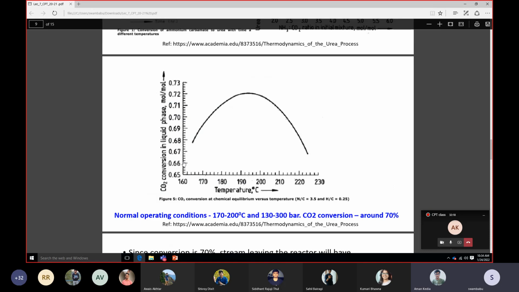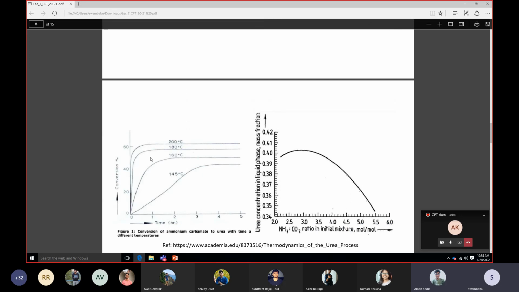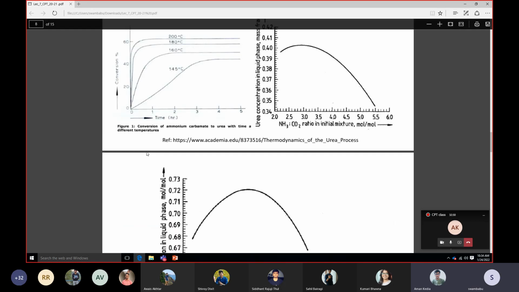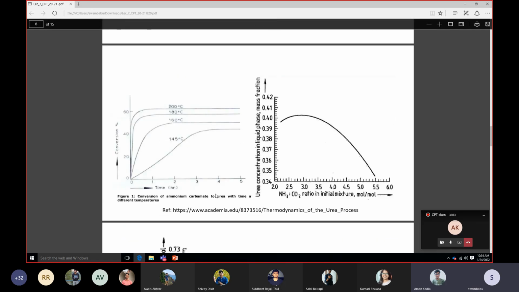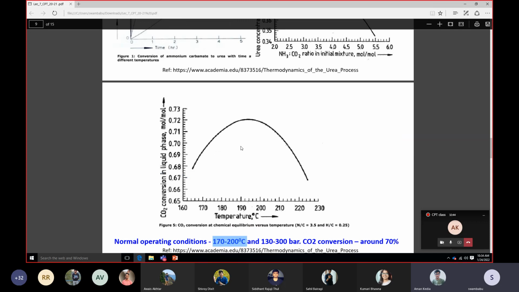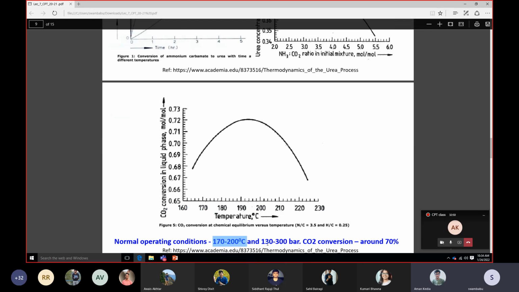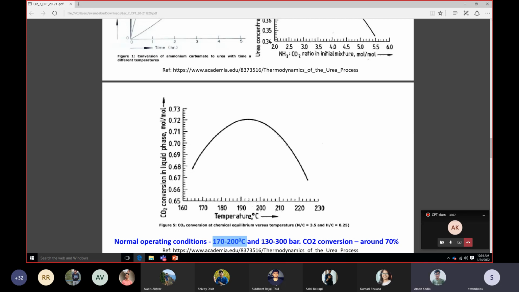So that means even from this graph, the favorable conditions are 170 to 200. Even from the CO2 conversion to ammonium carbonate, and ammonium carbonate converting to urea, both show that the normal operating temperature has to be 170 to 200 degrees centigrade. Close to 200 is always better. And to avoid the dissociation of ammonium carbonate back to ammonia and CO2, we need to run at high pressures. So we operate at 130 to 300 bar pressure.